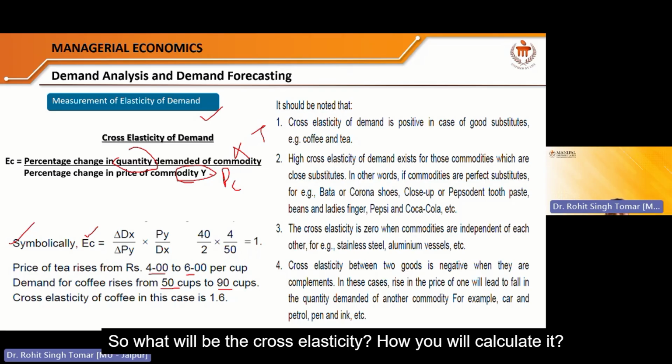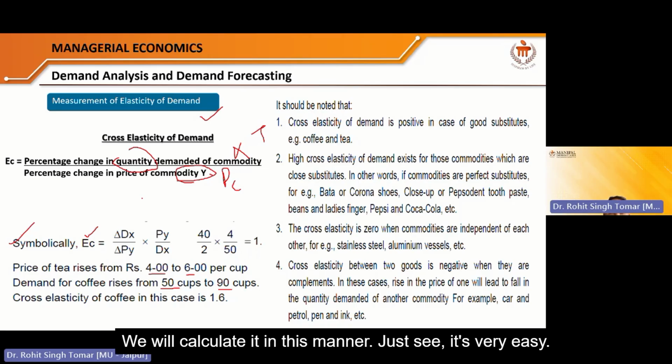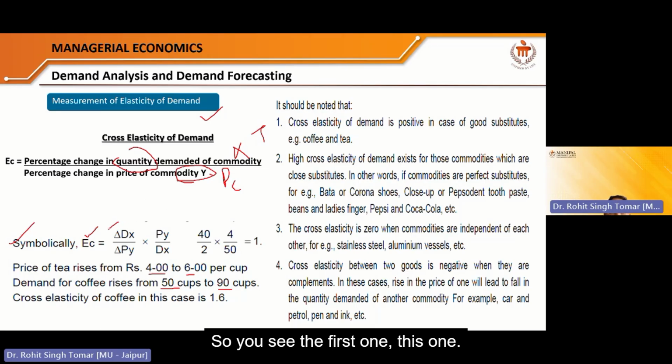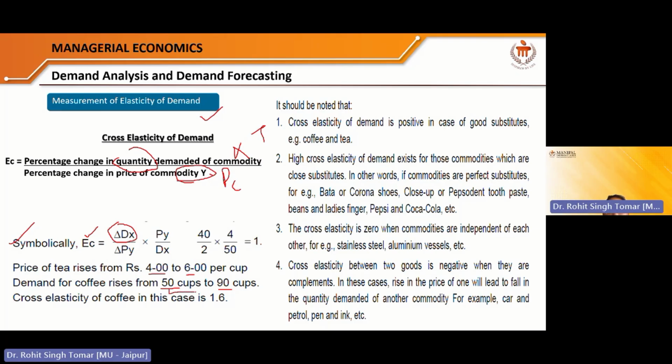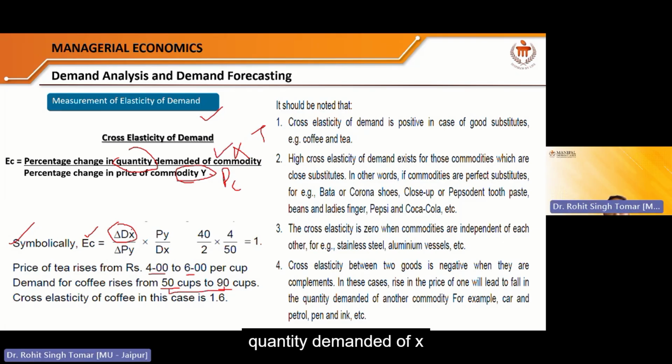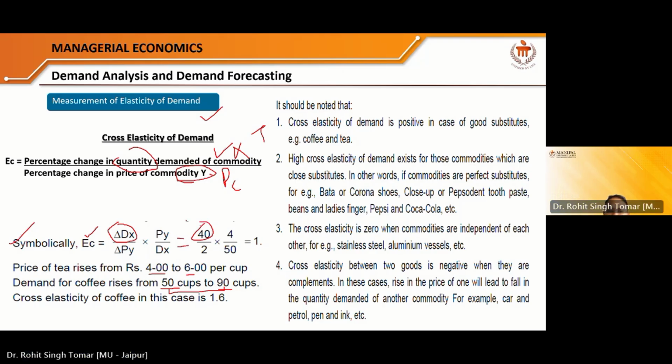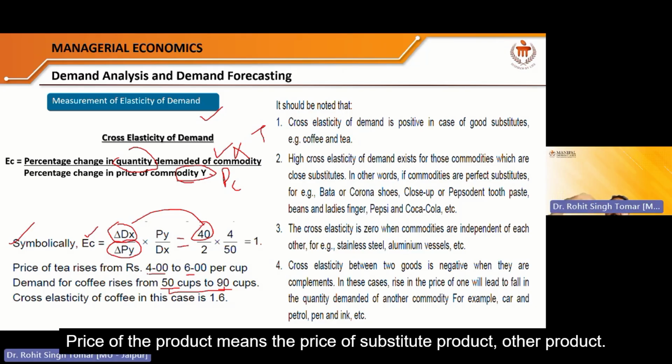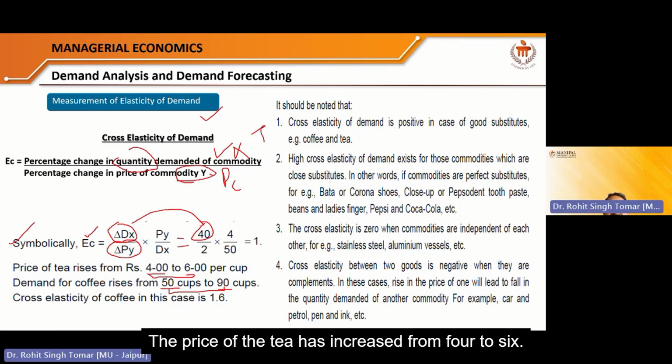So what will be the cross elasticity? How you will calculate it? We will calculate it in this manner. Just see, it's very easy. So you see the first one, this one. Change in the quantity demanded of X. X means change in the quantity demanded of coffee. Quantity demanded is always at the numerator. Therefore, change in the quantity demanded of X, from 50 cups to 90 cups. So 90 minus 50 is equal to, you all know, 40. This is how you get this. Change in the price of the product. Price of the product means the price of the substitute product, the other product. The price of the tea has increased from 4 to 6.